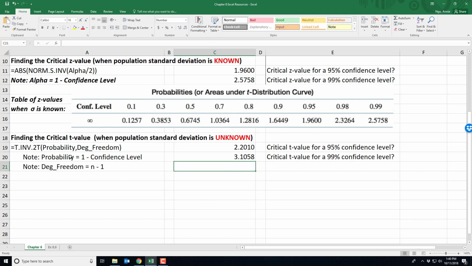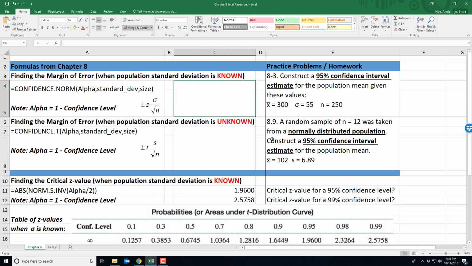So for our critical t values, the formula itself is not too hard to use. Just want to make sure you know what your alpha or your probability is and your degrees of freedom, which is just your sample size minus 1. Scrolling up, now let's go ahead and talk about the margin of error.